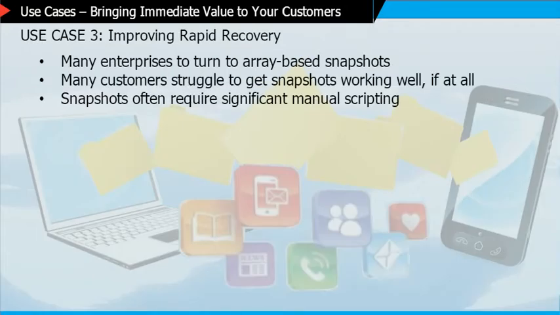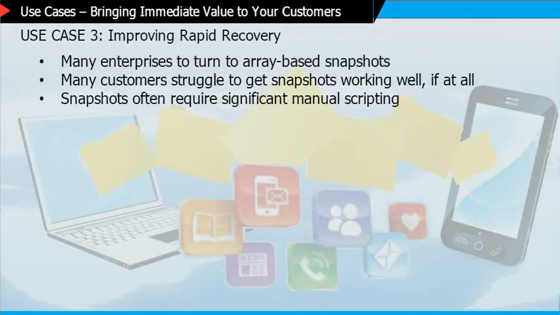Improving rapid recovery. Exponential data growth, shrinking backup windows, and always-on expectations that have put pressure on recovery times have driven many enterprises to turn to array-based snapshots to augment or replace legacy data protection solutions. Compared to traditional solutions, snapshots offer faster recovery, faster capture of the data, and less disruption to applications. Despite these benefits, many customers struggle to get snapshots working well, if at all.